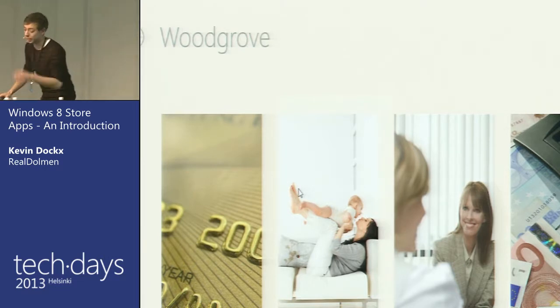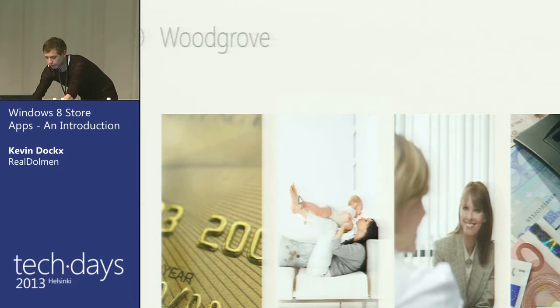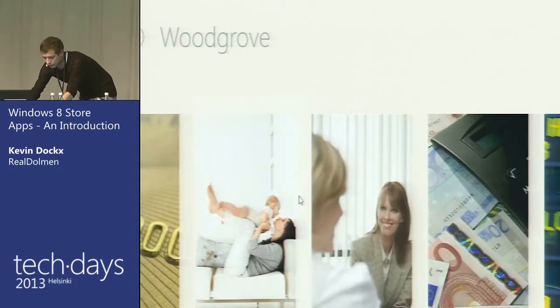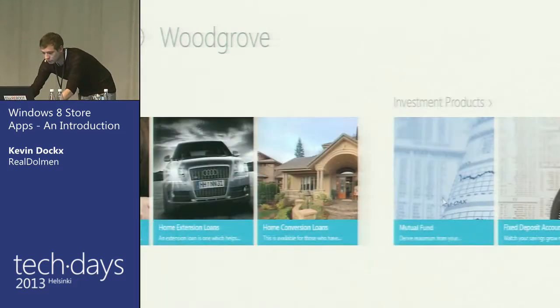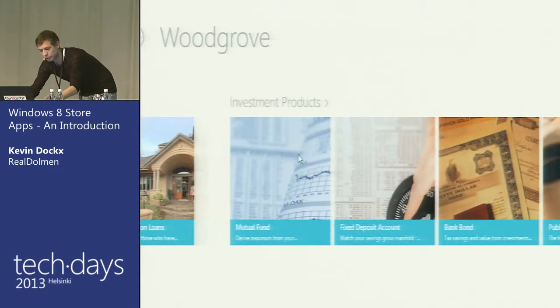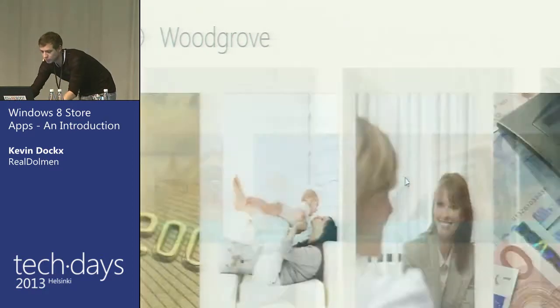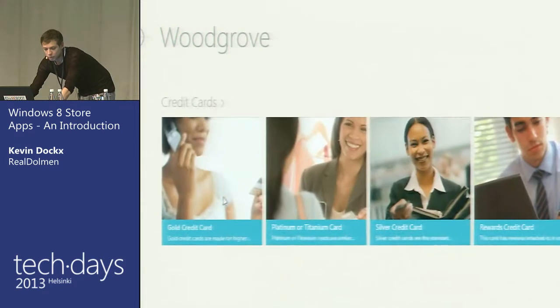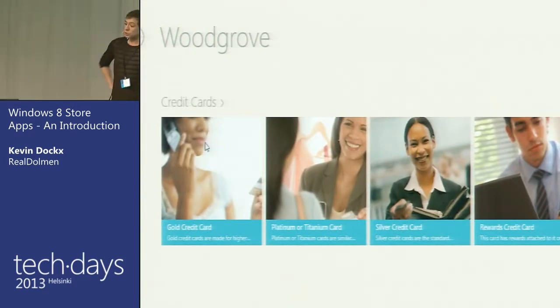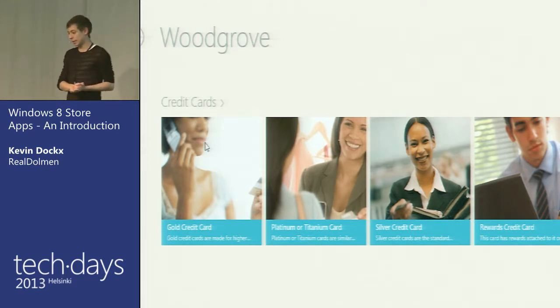Only the category, sorry. And the nice thing is that if I now click investment products, then you'll see that we will automatically go to more or less the investment products part. Credit cards automatically jump back to credit cards. So this is semantic zooming, and I'm going to show you how that's done.